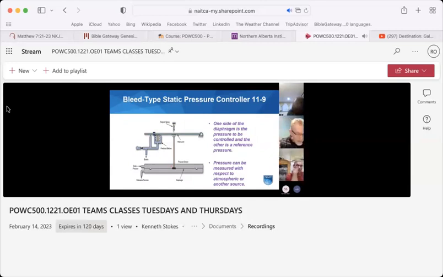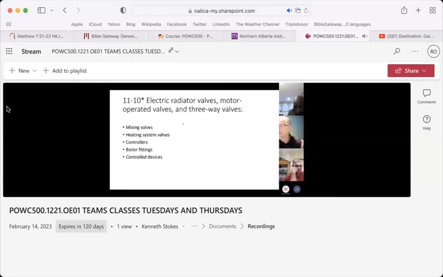The lead type static pressure controller is described on 11-9. It's just a basic primer on pneumatic controllers. This doesn't really even come under electric controls, but there it is in the chapter.